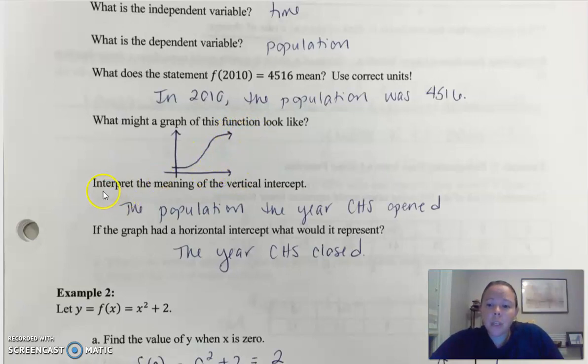So interpret the meaning of the vertical intercept. So that's again the population the year CHS opened. I don't want to start it at the origin. We didn't have 0 students. And then if the graph had a horizontal intercept, what would that represent? So this graph would, I mean, eventually, hopefully never, cross the x-axis, and that would of course be when the CHS closed, when the population is 0. Because remember, your x-axis represents time, and your y-axis represents the population.